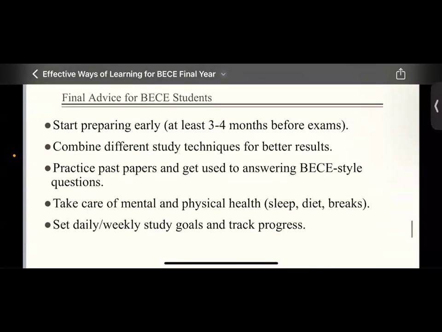Most welcome. So my final advice for our BECE students before we move on to the Stanine is you start preparing early. It's better late than never. You can start even today. Combine different study techniques for better results. We've just spoken about the passive and the active techniques. Combine them, it will help you. Practice past papers and get used to answering BECE style questions. Don't be picky. At random, just pick the questions.